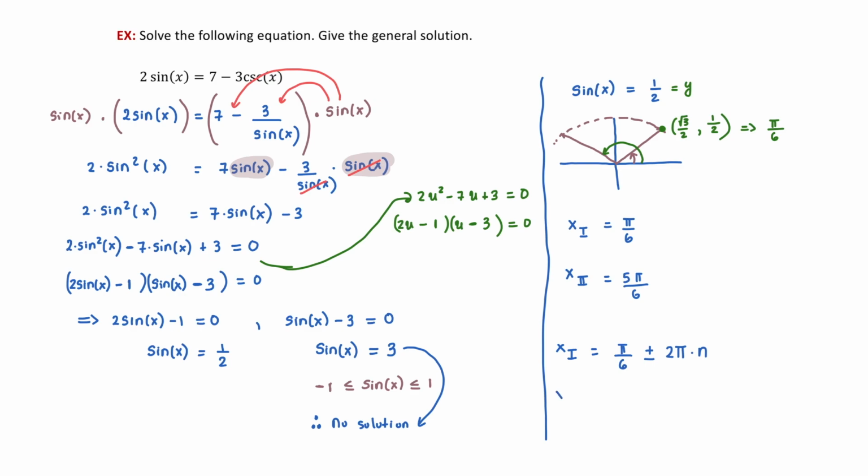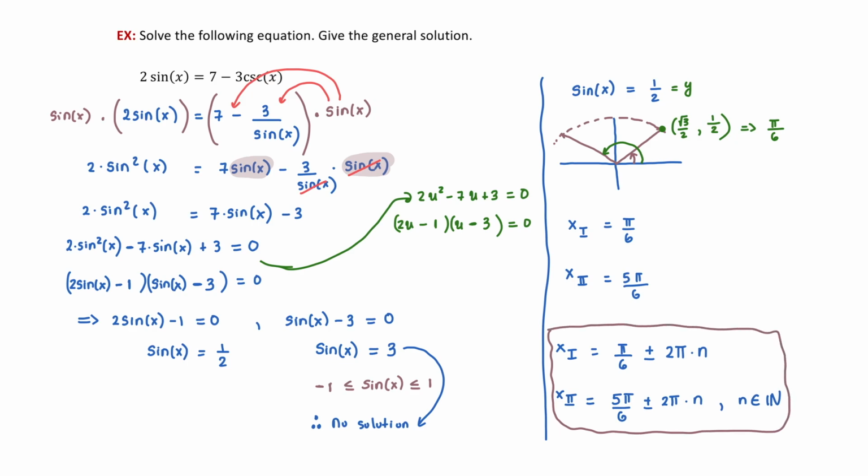And then for the second general solution in quadrant 2, we are going to have 5 pi over 6 plus or minus 2 pi times n. And now at the end, I'm going to say that n is a natural number. So here are the two general solutions for this particular equation.